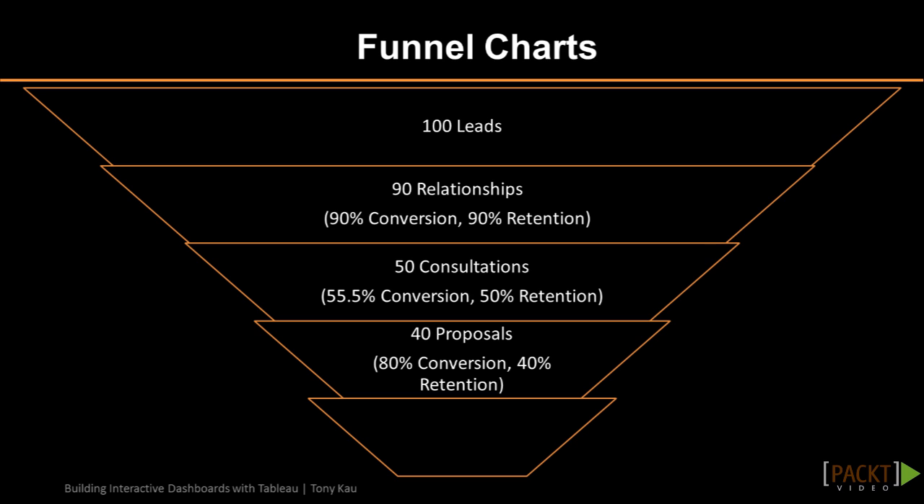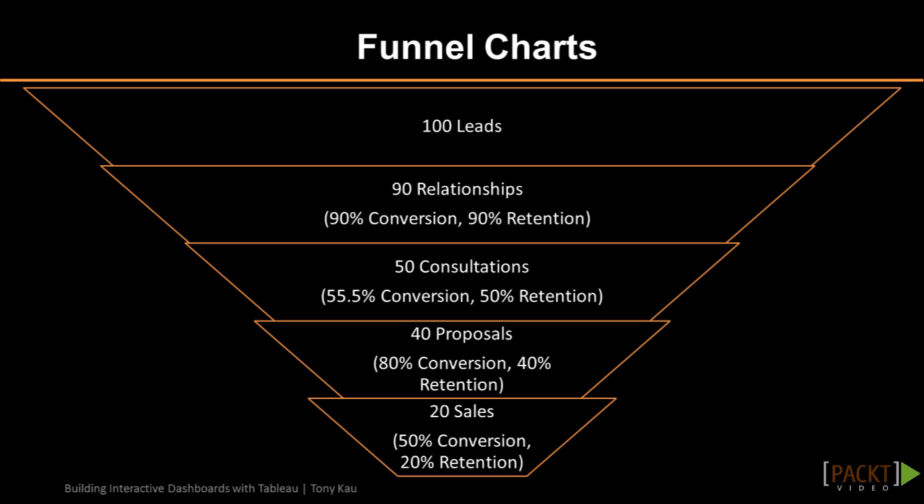You see the pattern of calculation here, where a conversion is the number at the current stage divided by the number at the previous stage, and the retention is the number at the current stage divided by the first original number. This pattern is crucial to the table calculation we'll be creating in a minute. And to finish off this example, if we have 20 sales, that means we've converted 50% of our proposals and retained 20% of our original leads through the entire sales process. Now let's go ahead and create this in Tableau.